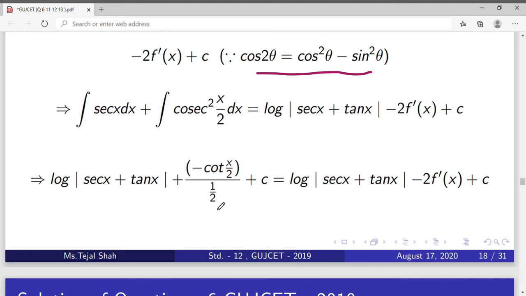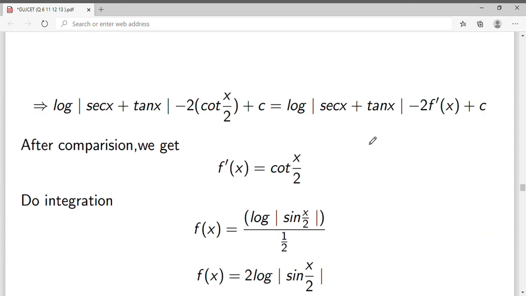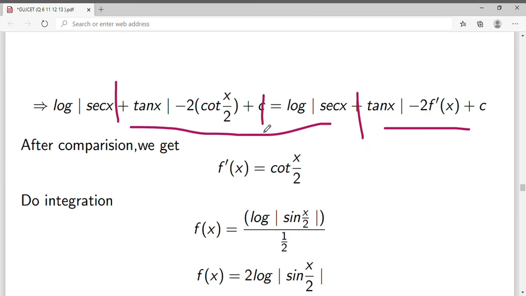Now shift these two to one side, so we get this answer. Now compare both the sides: left hand side is equal to right hand side. Here this function is the same on both sides, and c is also the same on both sides. Now what is the value of f dash x? F dash x is nothing but cot x by 2. So after comparison we get f dash x is equal to cot x by 2.